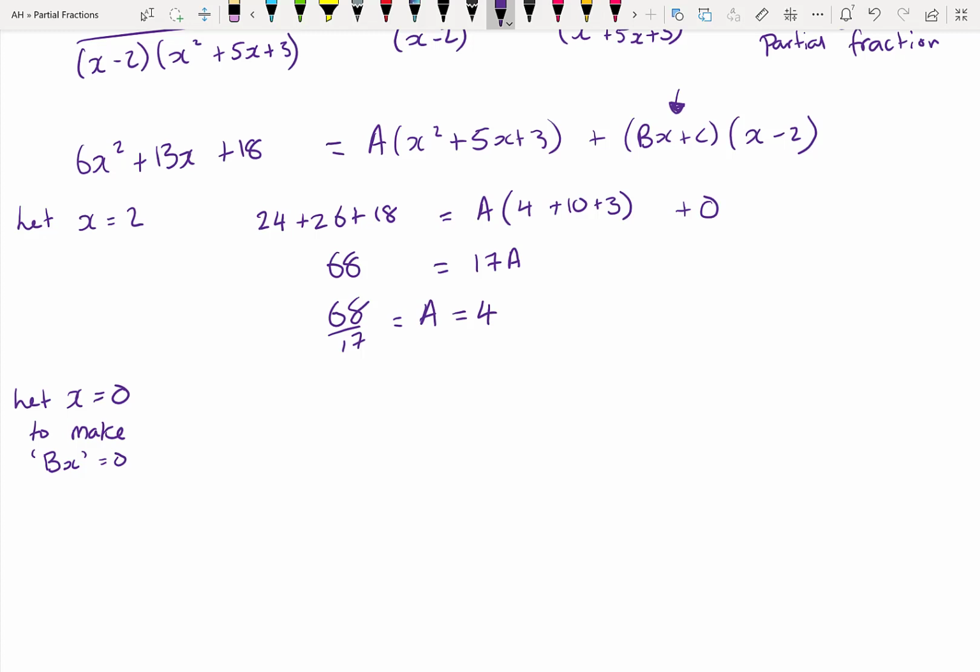So sticking in x equals 0, I get 18 is equal to 3a plus, I've got minus 2 lots of c. So 18 is equal to 3 lots of 4. Remembering that bit there, a was equal to 4, so I've got 12 minus 2c. 6 then is equal to minus 2c. And so 6 over minus 2 equals c, which is minus 3.